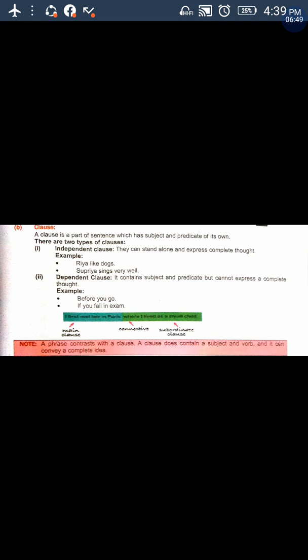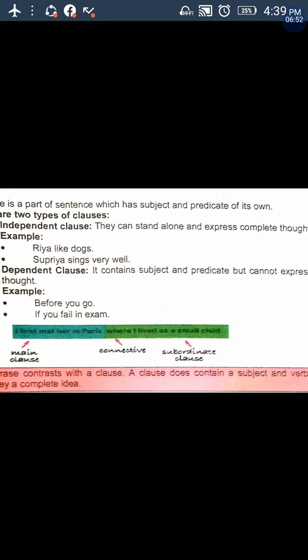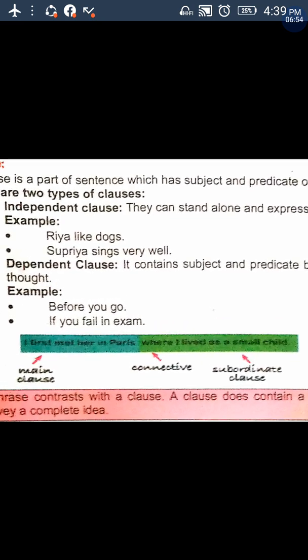See here, I have brought a complete sense to a dependent clause. I first met her in Paris, where I lived as a small child. I lived as a small child. Where did I live as a small child? In Paris. So the main clause is, I first met her in Paris. This is the main clause. And the subordinate clause is, where I lived as a small child.